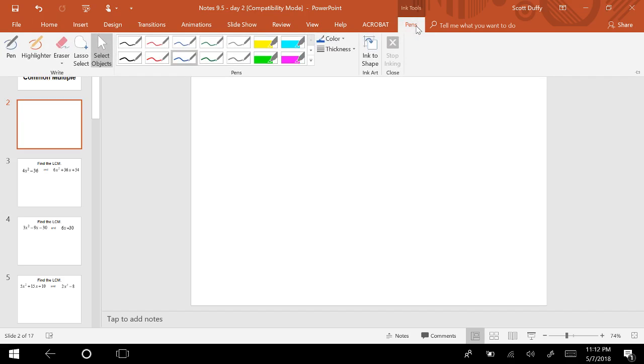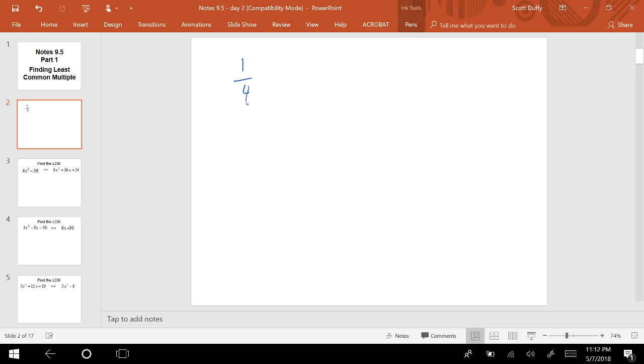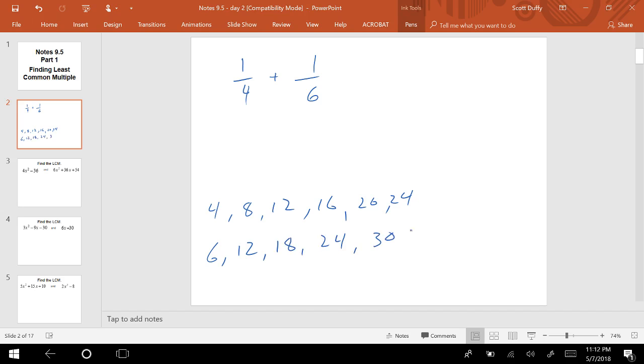So let's say that I have the fraction 1/4 and you're trying to add 1/6. What you're trying to find is the least common multiple of 4 and 6. So if you list out the multiples of 4: 4, 8, 12, 16, 20, 24, and the multiples of 6: 6, 12, 18, 24, 30, 36. What you see is that they have common multiples of 24 and 12. 12 being the least common multiple.